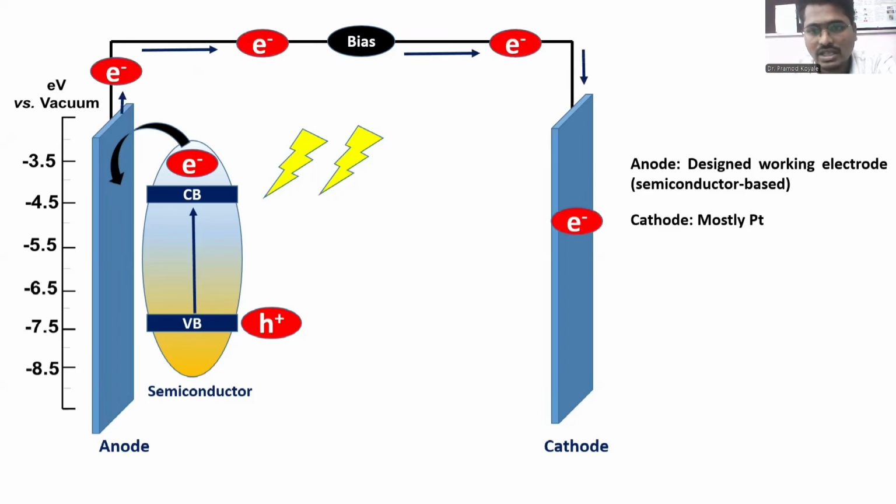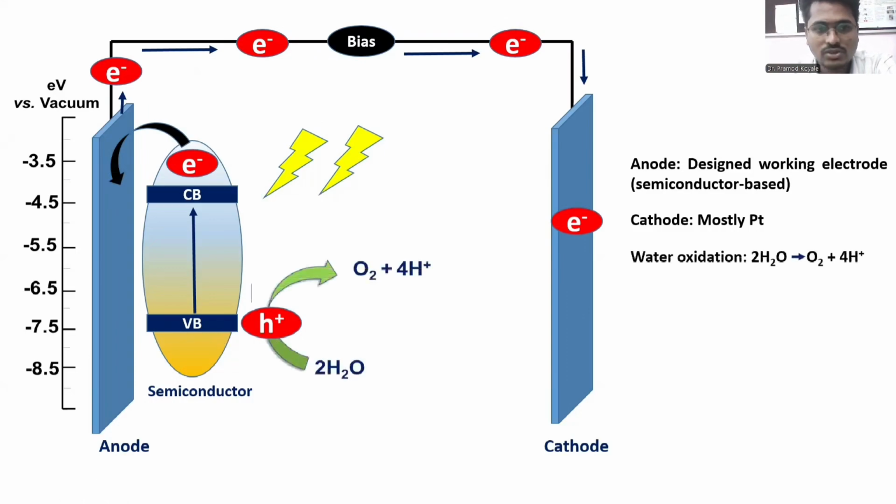Okay, so at the cathode we are getting the photo-generated electrons that actually moved from the anode to the cathode by means of the external circuit. And in concern with the holes that are present in the valence band, they are responsible for the water oxidation reaction, whereby holes react with the water to produce oxygen along with hydrogen ions. Okay, so this is the water oxidation that takes place at the anode.